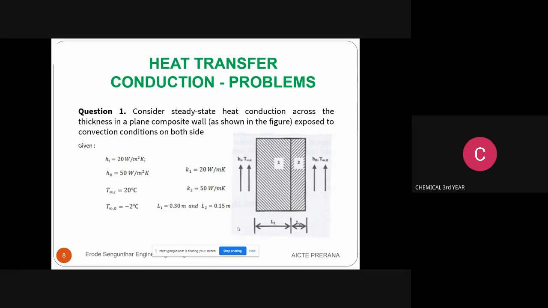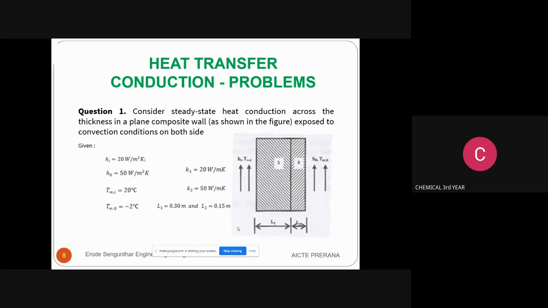So these are the problems. Here I have mentioned some problems based on the conduction concept only. To solve these problems, first we have to know what conduction is, what thermal conductivity is, and how the thermal conductivity varies for each and every material. Based on this we may have theory questions.